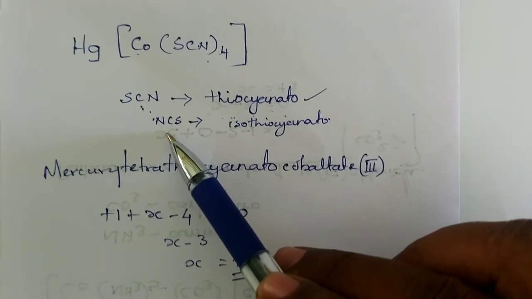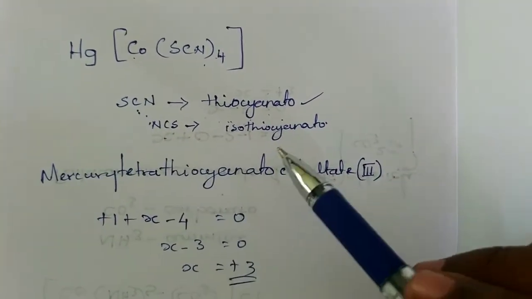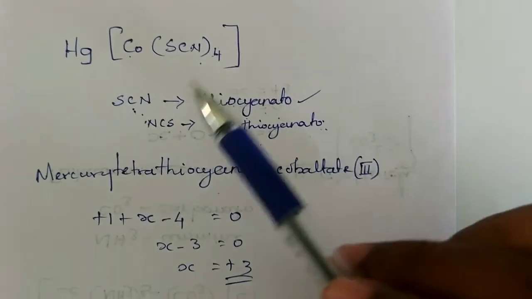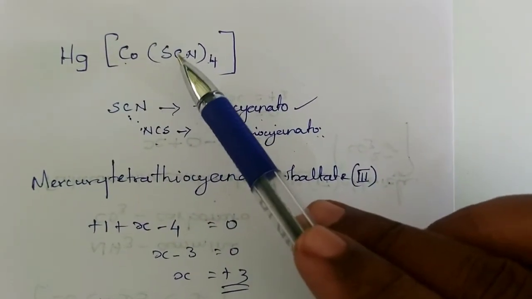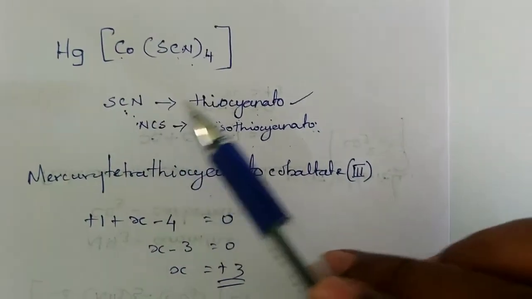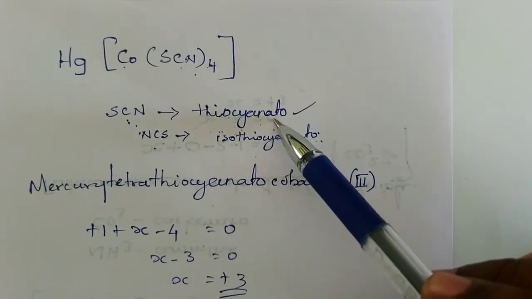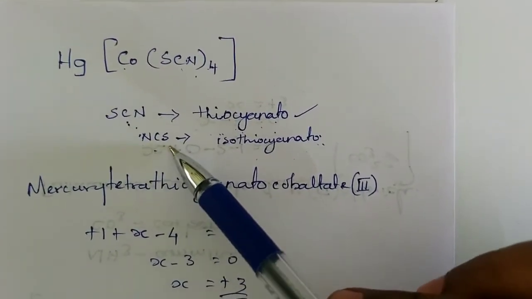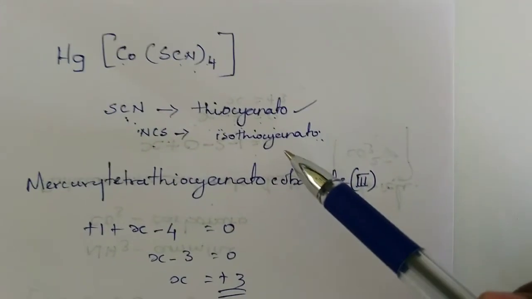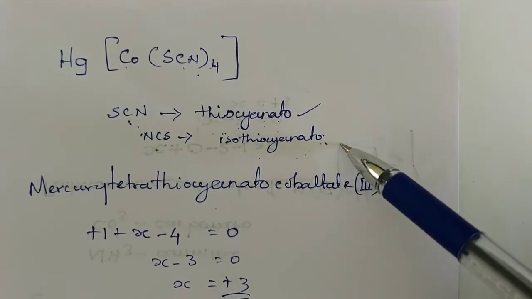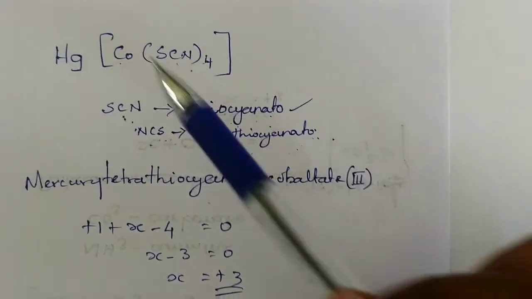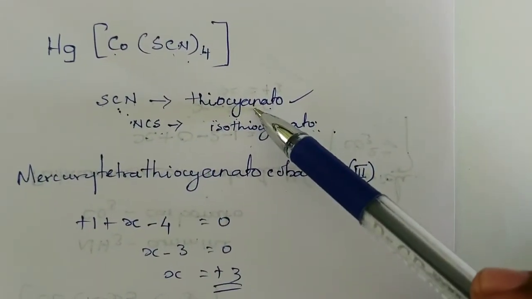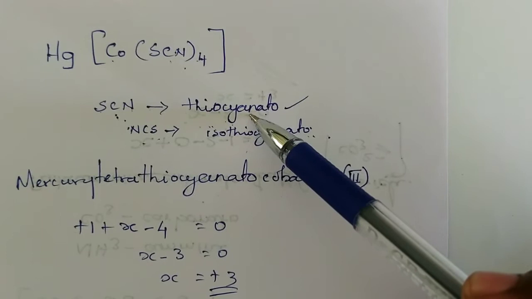If it is written as NCS, then its name is isothiocyanato. Be careful about this. If we are writing this as SCN, we have to call it thiocyanato. If it is written in the question as NCS, then it is called isothiocyanato. Now, this is the complex, SCN is there, so the name is thiocyanato. Now, we start writing the name.